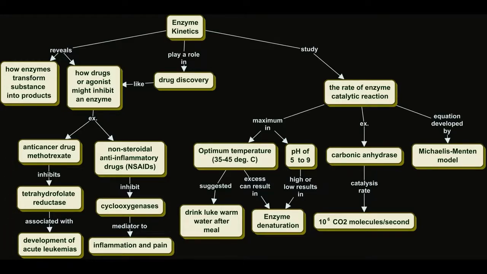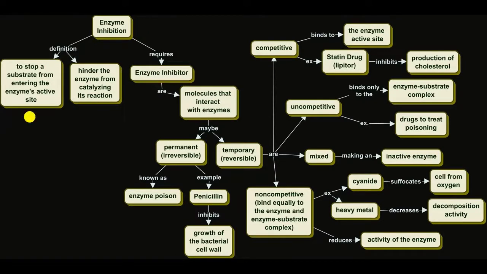Enzyme inhibition simply means that there is an inhibitor to stop a substrate from entering the enzyme's active site. The inhibitor that causes enzyme inhibition hinders the enzyme from catalyzing its reaction. So therefore, this requires an enzyme inhibitor. Enzyme inhibitors are molecules that interact with the enzyme. Enzyme inhibition may be permanent, also known as irreversible, which is also known as enzyme poison.